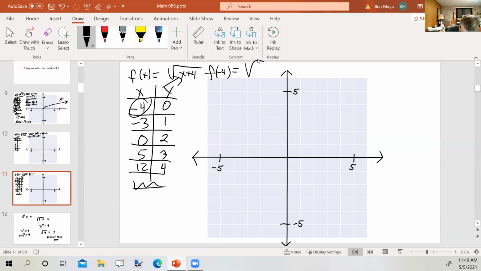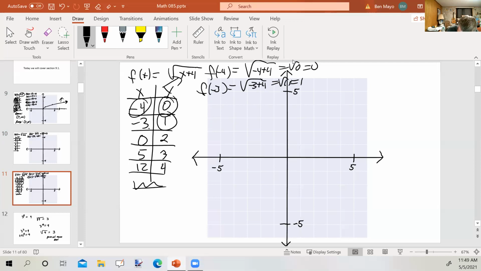Well, that would be the square root of negative 4 plus 4, which is the square root of 0, which is 0. If I put in negative 3, f of negative 3 is going to be the square root of negative 3 plus 4, which is the square root of 1, which is 1. You see what's happening there? Yeah, that makes a lot of sense.